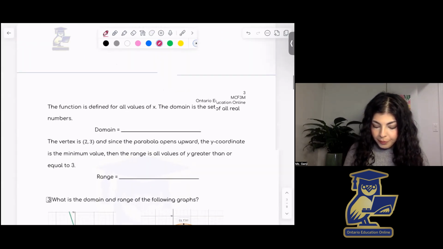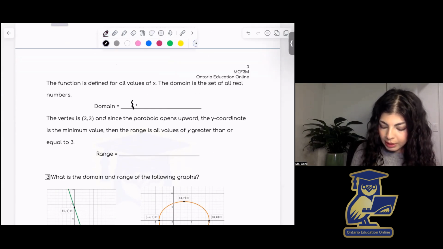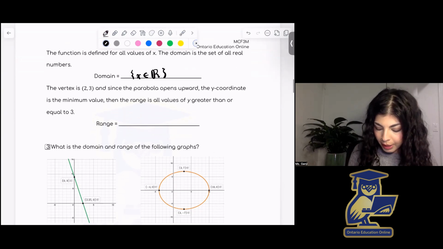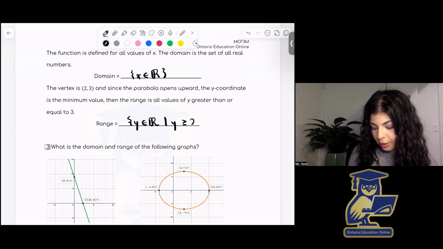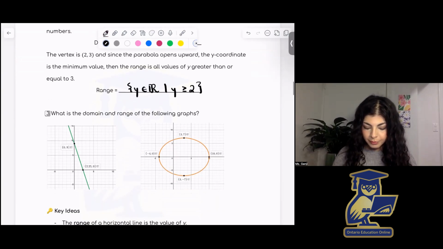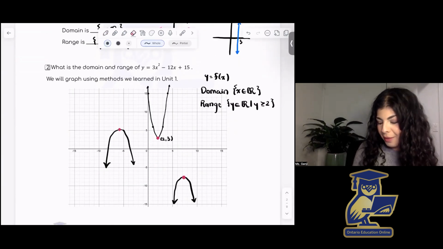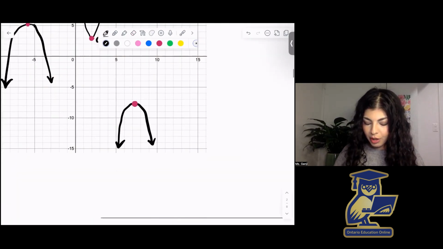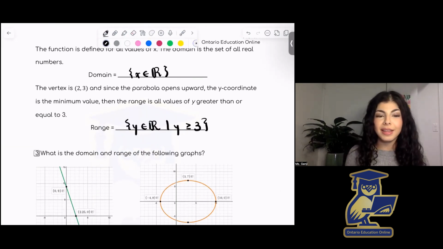So here, same thing now, just written. So we can just fill this in. X is my set of real numbers, but because of that vertex, we have our range as y is in the set of real numbers, but y is greater than or equal to 2. Oh, my bad. 3, 3. I've been using 2, but it's 3. If you caught that earlier, well done. Okay, it's greater than or equal to 3.